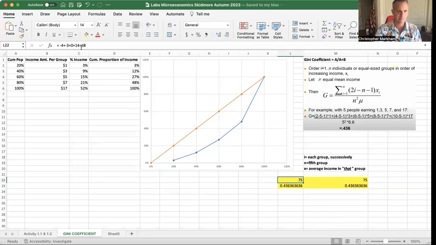So here is how the math breaks out when you do all the calculations and the parenthetical references here. You got -4 plus -3 plus 0 plus 14 plus 68 equals 75. Okay, right? And then 75 divided by 5 squared times 6.6 equals 0.436. Now in the United States, it's actually sitting around about 0.46 right now in 2023. I think it's based off of 2022 data. But that's a good simplified representation of income inequality.